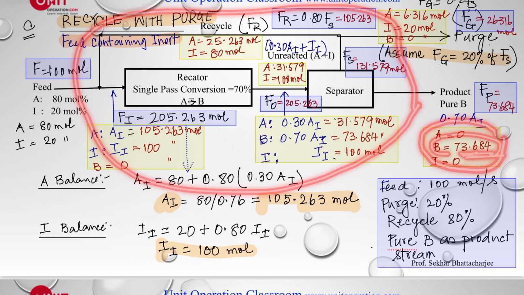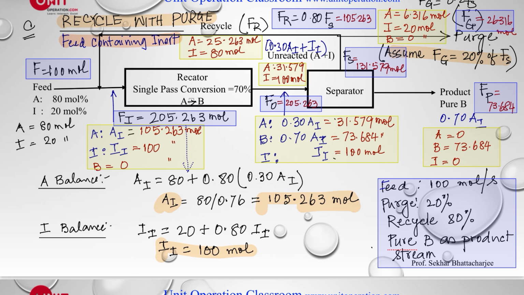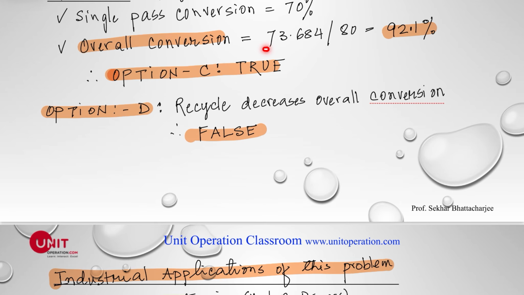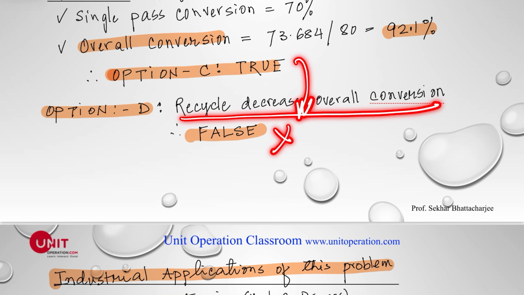Okay. So here you can see that 73.864 mole percent of B has been produced, whereas 80 mole of A has been introduced as a fresh feed. So what is the conversion here? Conversion is 73.864, which is the amount of A converted divided by 80, which is 92.1%. So option C is true. Recycle increases overall conversion of the system. And option D is recycle decreases overall conversion. Of course, that's false because this is just the opposite of this one.